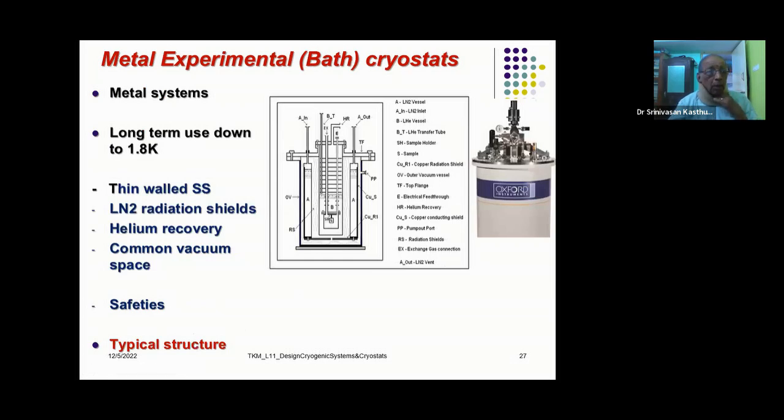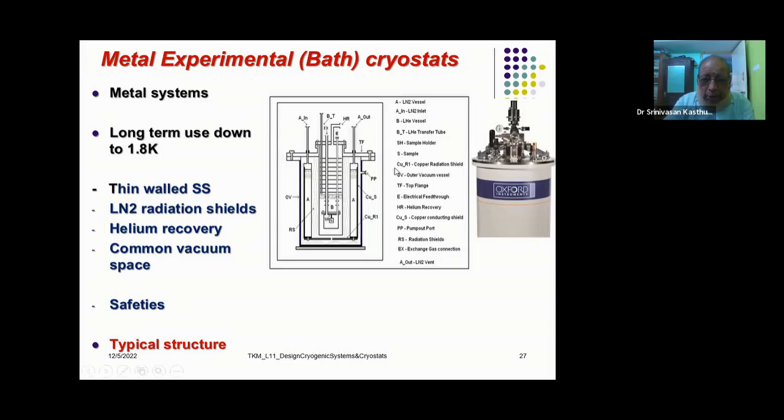Now, compared to glass cryostats, metal cryostats are much better. You see here a metal experimental cryostat. They are suitable for use down to 1.8 K. Normally, these metal cryostats are made out of thin-wall stainless steel tubing, and they have liquid nitrogen cooled radiation shields. Then helium recovery arrangements will be there, and the vacuum space will be common.